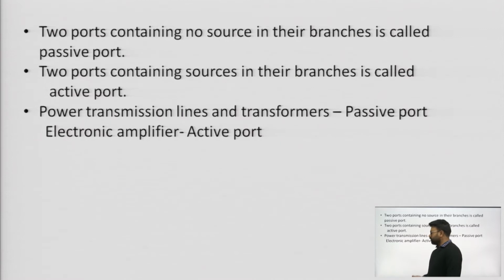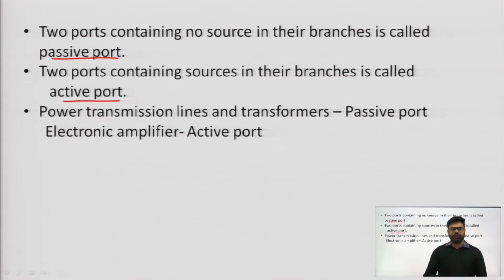We can also categorize ports as passive and active. If we do not have any source in our two port, then we say it is a passive port, and if we have a port which has some source, it is known as an active port. For example, as I have already said, an electronic amplifier, in which we represent our BJT or MOSFET as an amplifier with the help of a two port.